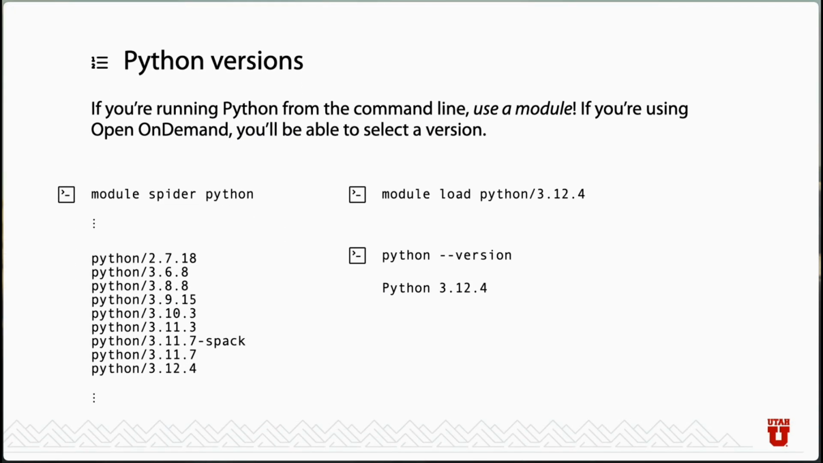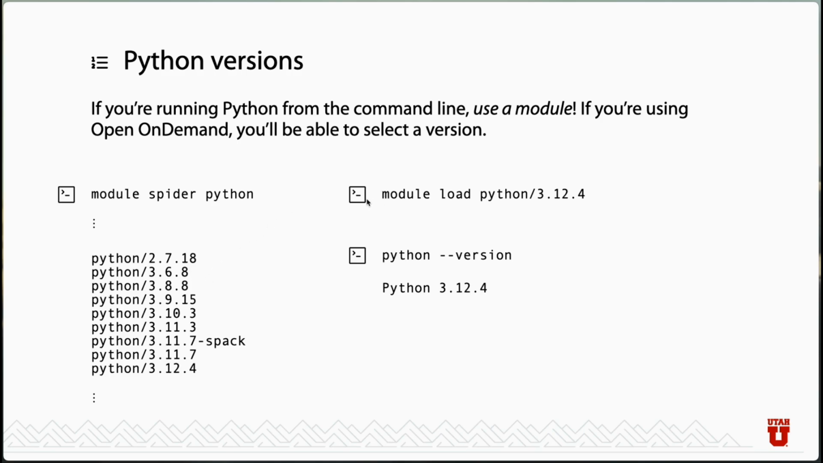In order to use a more recent version of Python, we recommend using a module. A module is just a piece of software that you can load easily on a CHPC system. You can make your own modules, but there are also many that are installed by CHPC staff. To see which versions of Python are available as modules, if you're logging in from the command line, you can run module spider python, and that will give you a list. If you're using a CHPC system through an interface like Open OnDemand, you'll generally be able to select the version from a drop-down menu, but the version numbers will be the same and it corresponds to the same software.